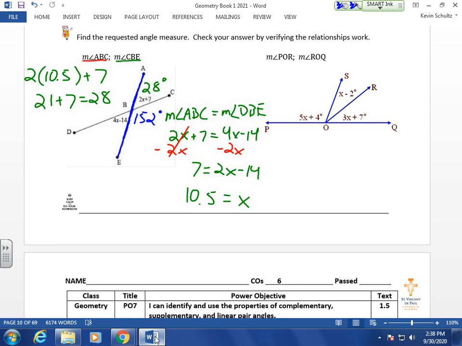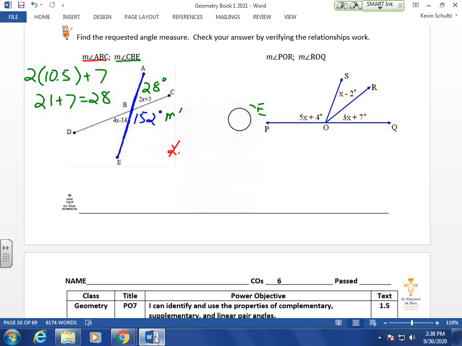We didn't get to this one in the blue class, but we can do it here. Our job is to solve for angle POR and ROQ. POR is this angle here, and ROQ is this angle here. So what relationship can we set up, or what equation can we set up, that's going to allow us to solve for x so that we can plug that value in and get the values of the angles that we need?